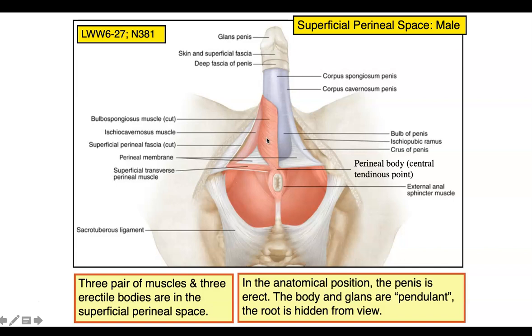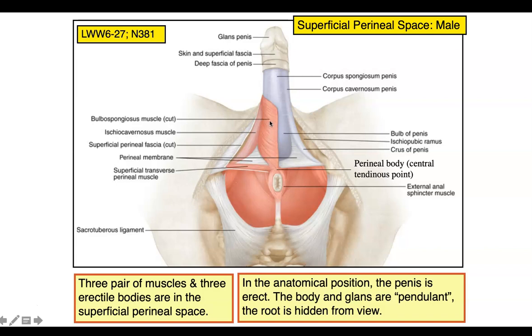In case of male, the superficial perineal space contains three muscles, which cover the three erectile tissues. On the right hand side, you can see these are the erectile tissues. And on the left hand side, you can see the erectile tissues are covered with this muscle. The muscles are removed on the right side. So there are three muscles and three erectile tissues within the superficial perineal space of the urogenital triangle in the male.